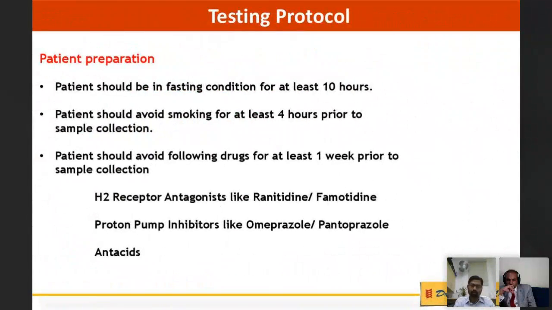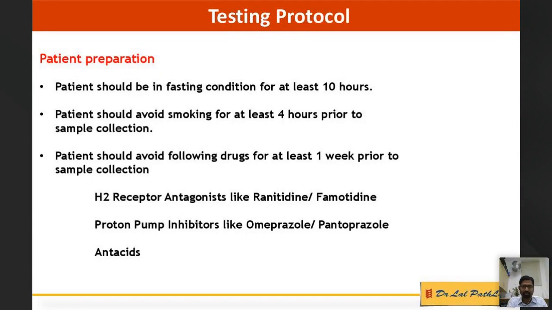So the testing protocol: this test we perform, this particular panel, gastro-panel or stomach function test, the methodology is enzyme immunoassay. But a few things we need to remember before we send a sample, when we prescribe the test. This test should be performed in a fasting condition. The patient should be fasting for at least 10 hours before giving the sample, and if not possible, then at least 4 to 5 hours.